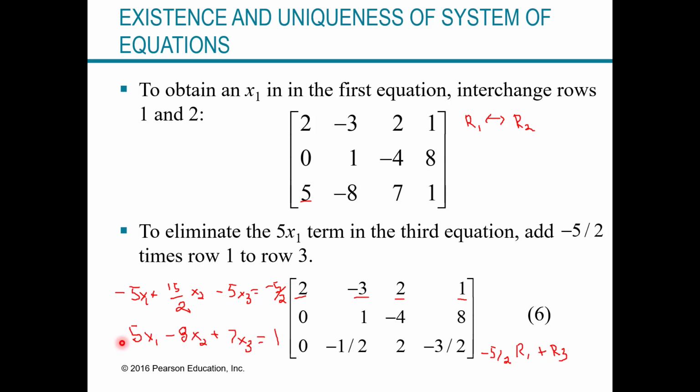Here's row 3, and we had negative 5 halves times row 1 plus row 3. If we start adding, we have no x1s. Those got eliminated, which is why there's a 0 here. Then if you find the common denominator, this becomes negative 1/2 x2. That's where this came from. Here we get 2 x3s, and then it equals negative 3 halves. So that's where this new row 3 came from.